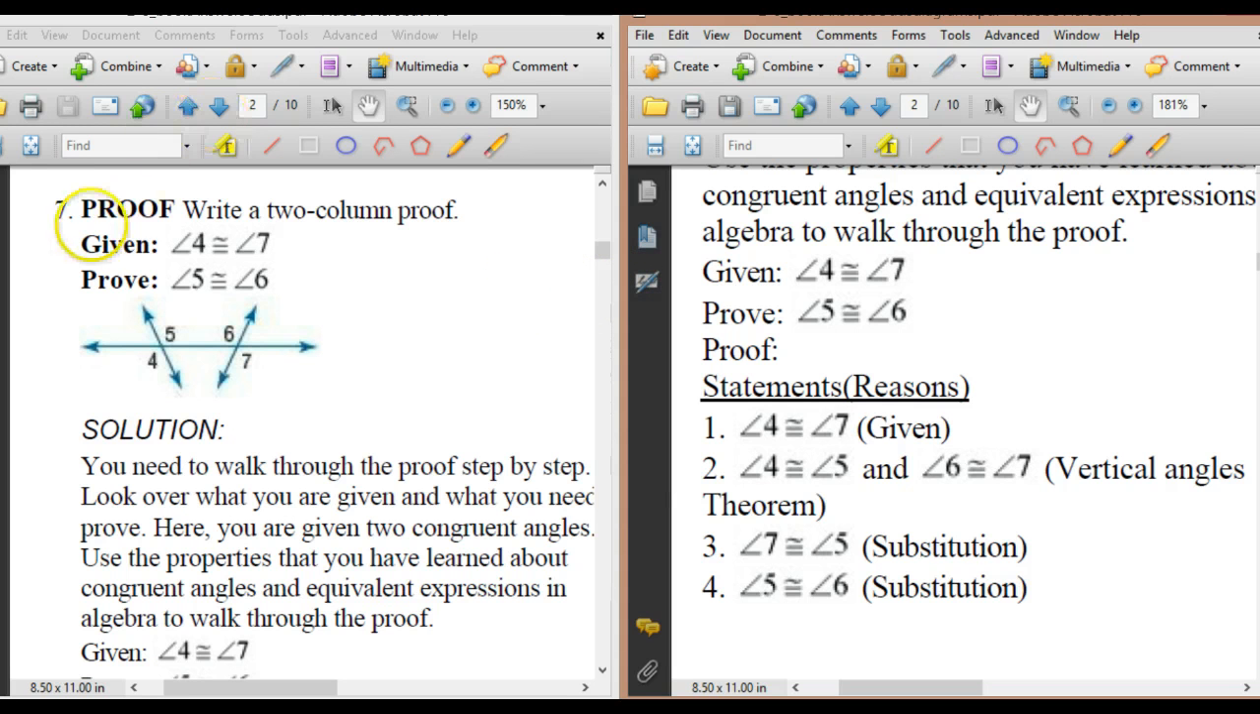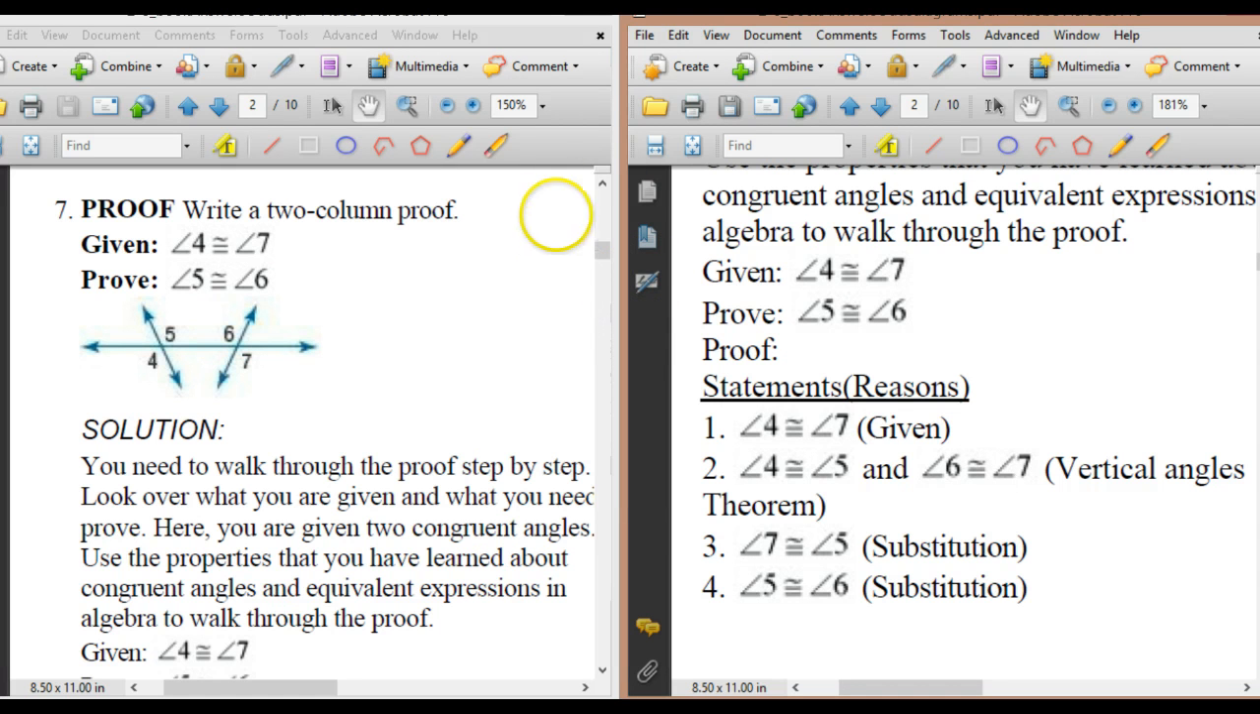Also, we have some vertical angles here in our diagram. So we can state that those are congruent. Always when you see vertical angles, chances are that you're going to use those in your proof somewhere. So go ahead and state that 4 is congruent to 5 and 6 is congruent to 7 by the vertical angles theorem. From there, we can use some substitution.